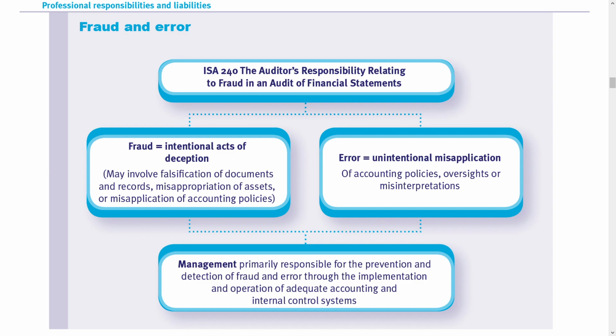It's there in your intention that you are going to do this fraud. You are intentionally doing this, you are knowingly doing this, you are willingly doing this, you're trying to hide. So it could be in many ways. For example, falsification of documents, misappropriation of assets, misapplication of accounting policies. You are using wrong accounting policies knowingly, right? You're falsifying the documents. All these are examples of fraud. You cannot take them as an error.